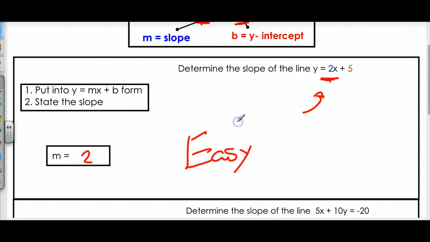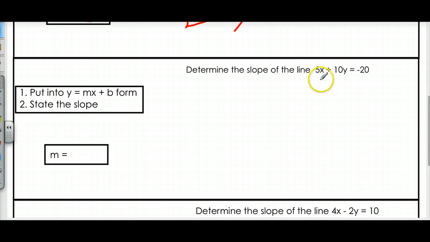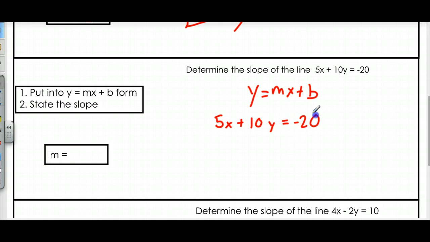Second one, if you look here, this is not in y equals mx plus b form. We've got x and y on one side equals negative 20. To do this, we have to put this into y equals mx plus b form, meaning we need y on one side and everything else on the other. So how do we do that? Well, we have 5x plus 10y equals negative 20. You have to put a line down, and you're going to put x and all the numbers on this side, and y is going to stay on this side, okay? So this is where we're going to keep all our y's. This is going to be mx plus b.